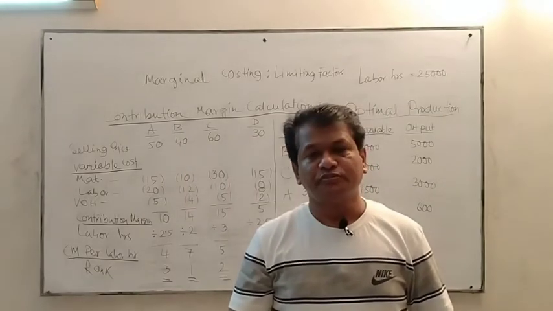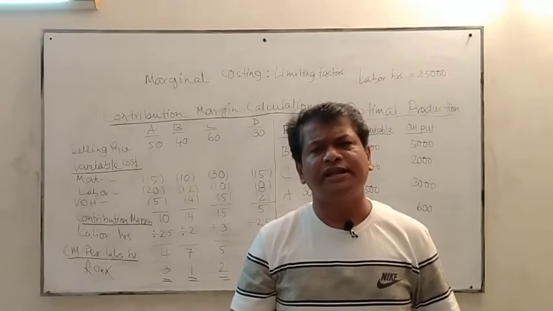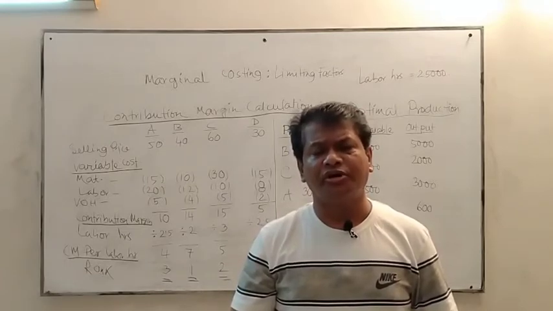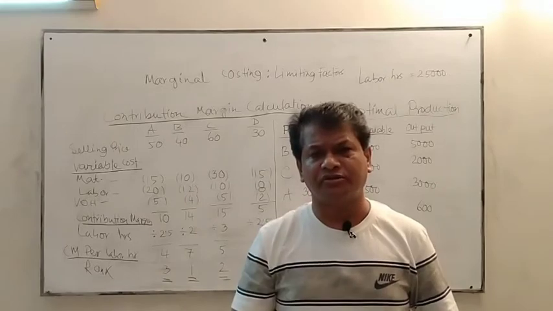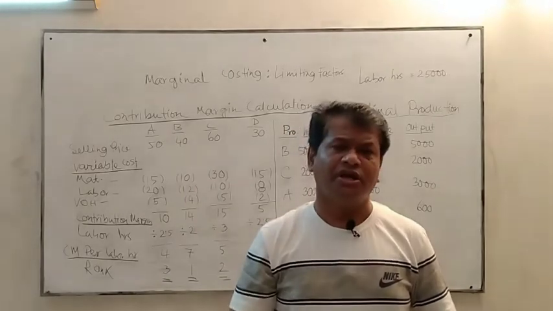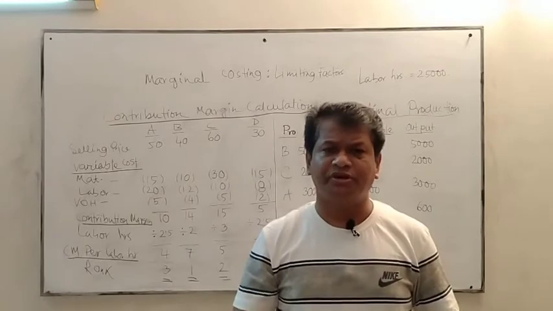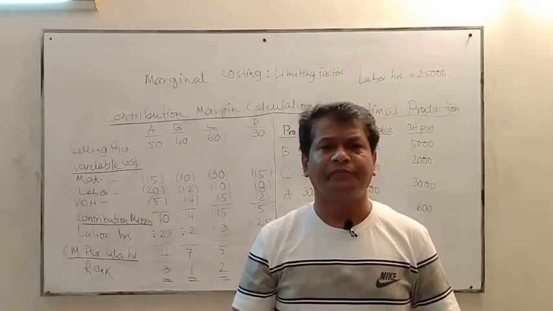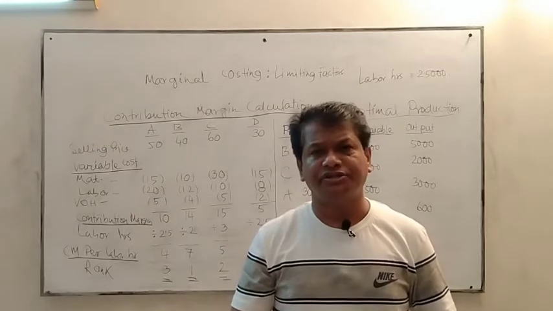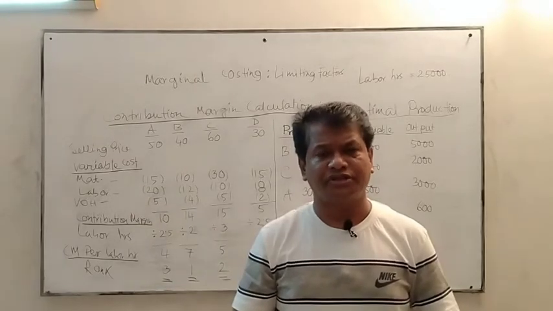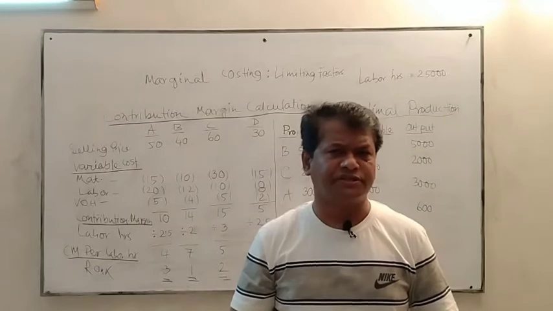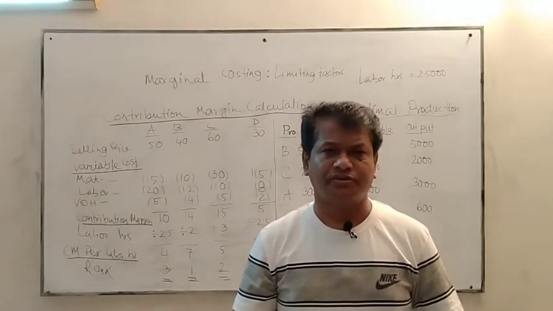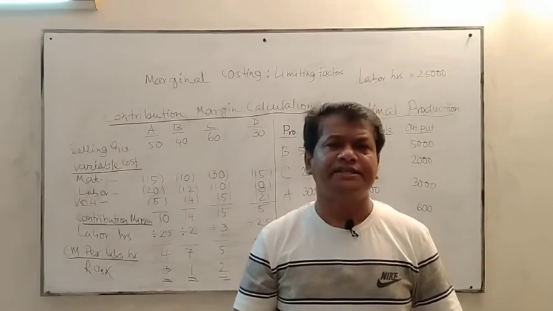Now you have to locate where the limiting factor is lying. What is the limiting factor? Limiting factors may be from a materials perspective, a labor perspective, a machinery perspective, or a factory overhead perspective. In most cases, the limiting factor is labor hours. Labor hours is the limiting factor.